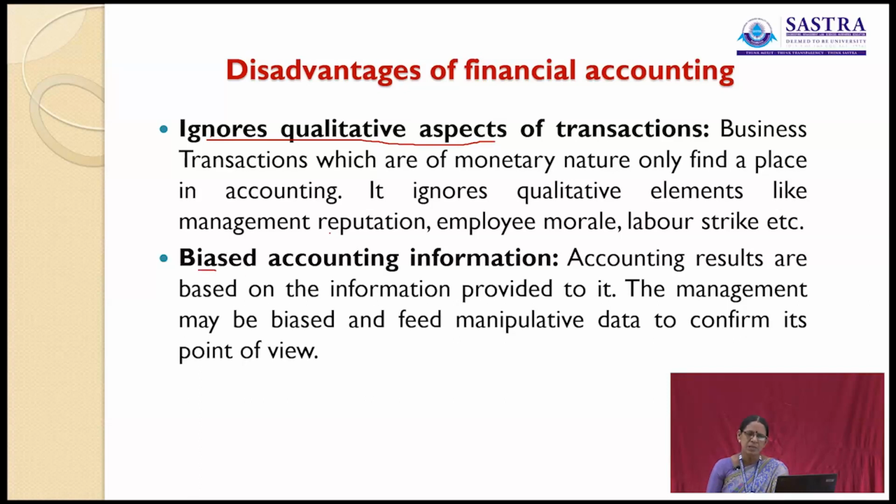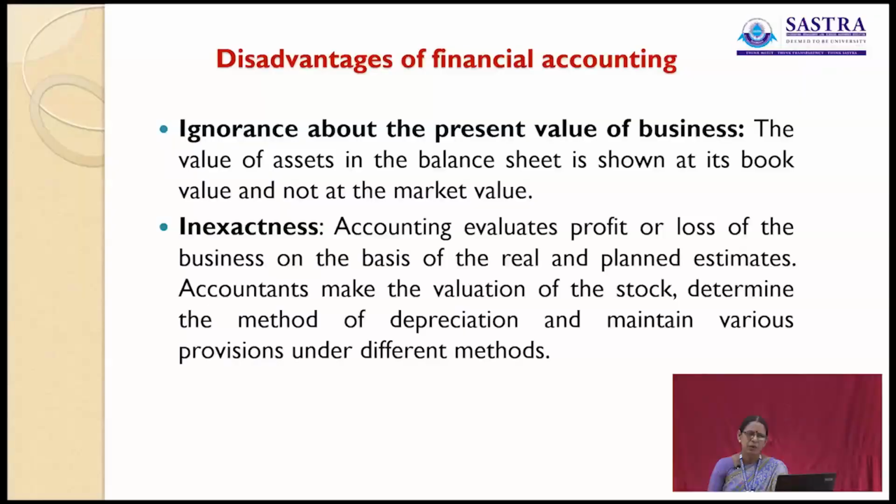Then it is biased accounting information. This is said to be biased and manipulative data because when the management wants to show a good financial report, it is going to show a different scenario which is feasible and advantageous to them. So this cannot be easily revealed by the financial reports, though we say that full disclosure of the information should be made. Sometimes the corporate management may manipulate their records and give biased statements. Next, it ignores the present value.